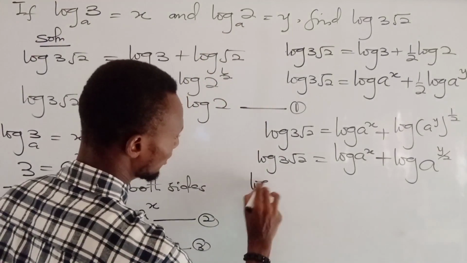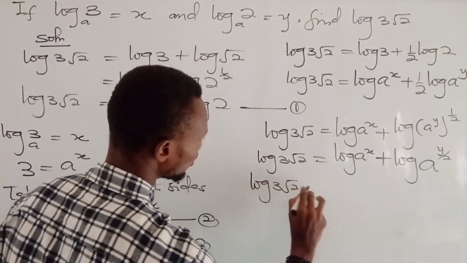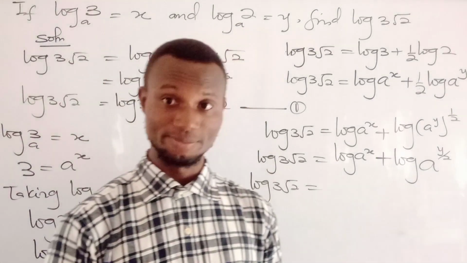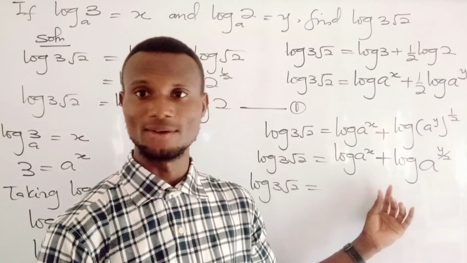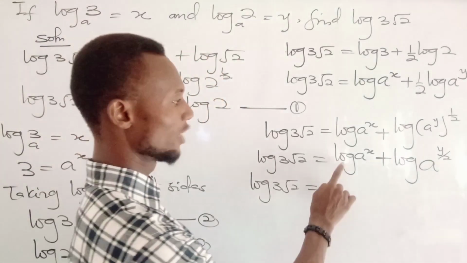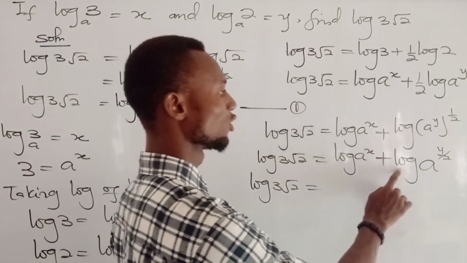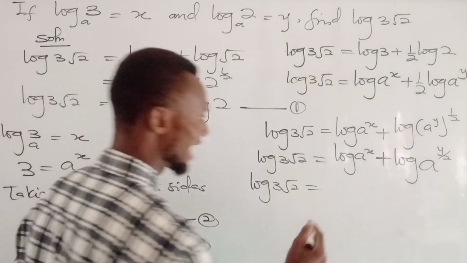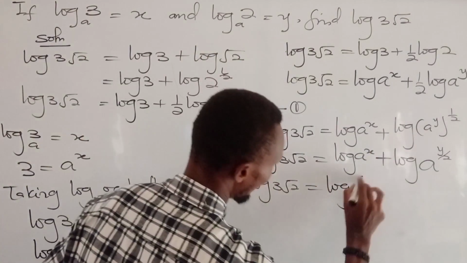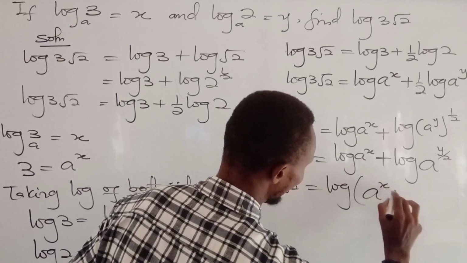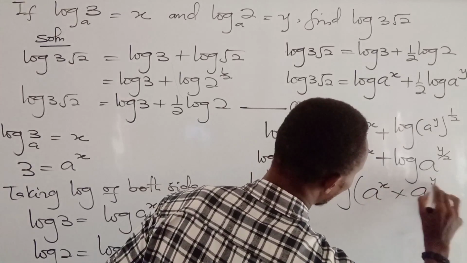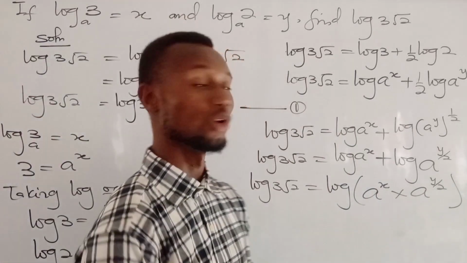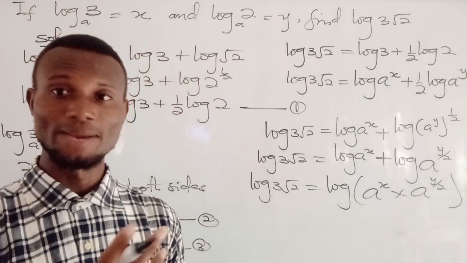So I'm going to have my log 3 root 2 will be equal to, now applying one of the laws of logarithm again, we are going to simplify this one. Having the log a to the power s plus log a to the power y over 2, the law says that we can write it like this: the log of a to the power s times a to the power y over 2. So that's one of the laws of logarithm that we are applying, and let me explain it to you.